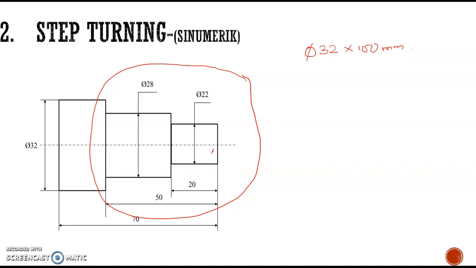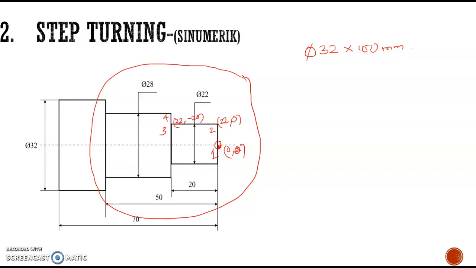So this one is point 1. Point 1 is the work 0 point, and the coordinates of X and Z are both 0. For the second point, the diameter is 22, so X is 22 and Z is 0. For the third point, there is no change in X, so it is 22, but Z changes to minus 20.